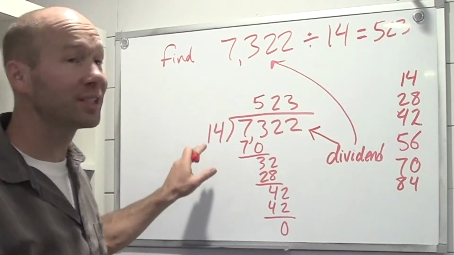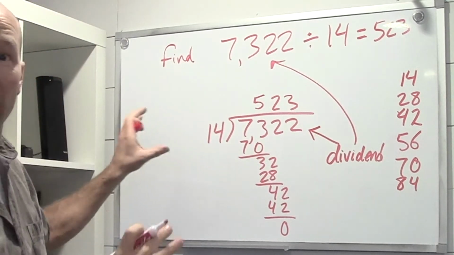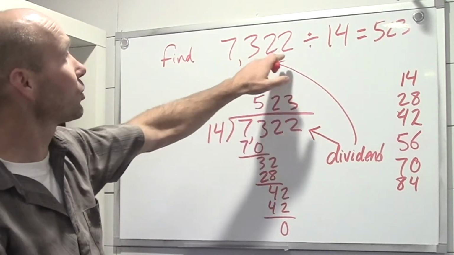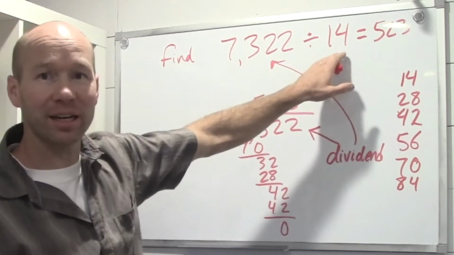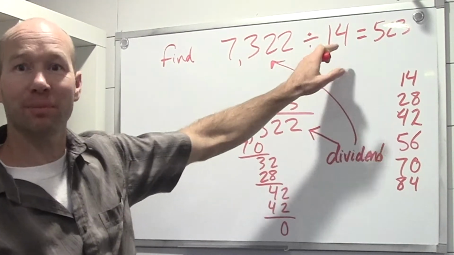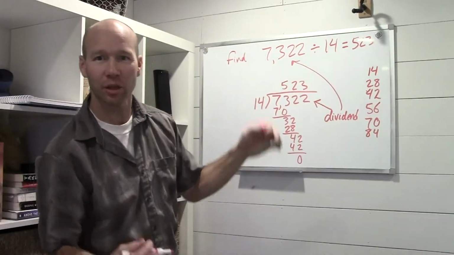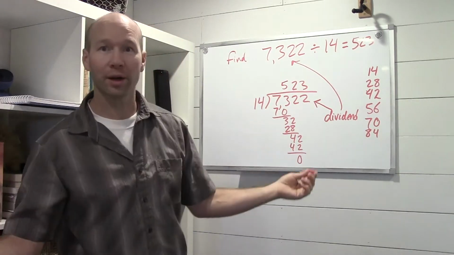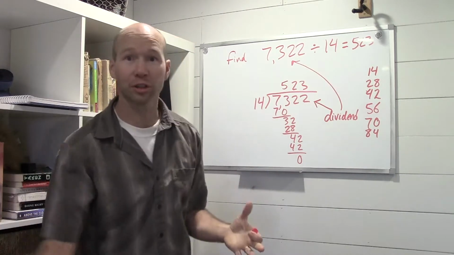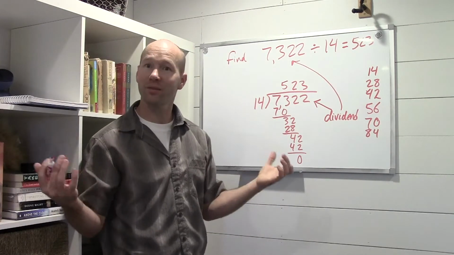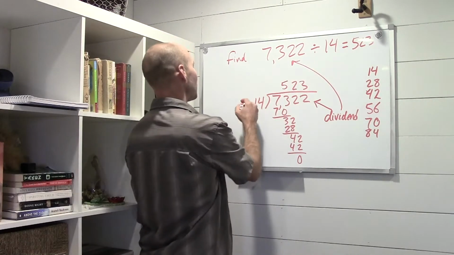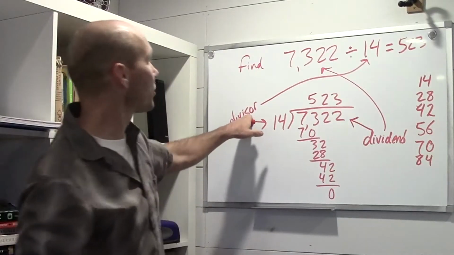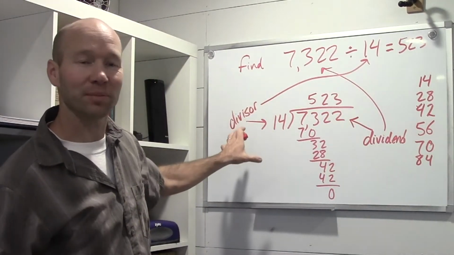Now the number that we are dividing by, the number that is going in, we call the divisor. It makes sense: we're dividing by the divisor. Kind of like I run, I'm a runner, or I multiply, I'm the multiplier. If I divide, I'm the divisor. So the number we're dividing by is the divisor.